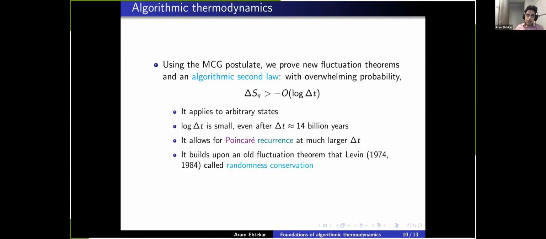And the roots of this theorem are actually very, very old. Levin proved a kind of fluctuation theorem as far back as 1974, I think. The original paper is Russian. There's an English paper from '84 where he called it randomness conservation. And this was not in a physics context, but the mathematics comes from that.